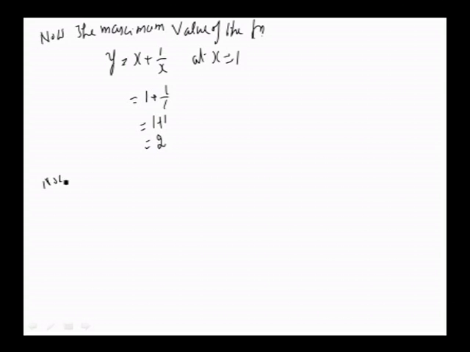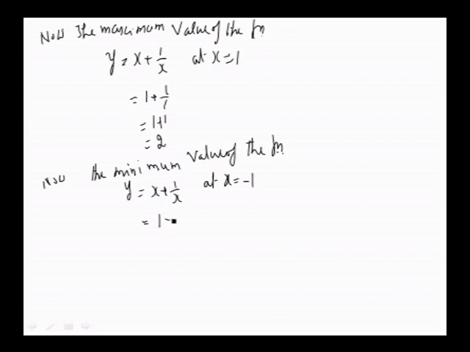Now, the minimum value of the function y is equal to x plus 1 over x at x is equal to minus 1. So, 1 plus 1 over minus 1, this is equal to 1 minus 1, that is equal to 0. So the maximum value of the function at x is equal to 1 is y is equal to 2, and the minimum value of the function at x is equal to minus 1 is 0.